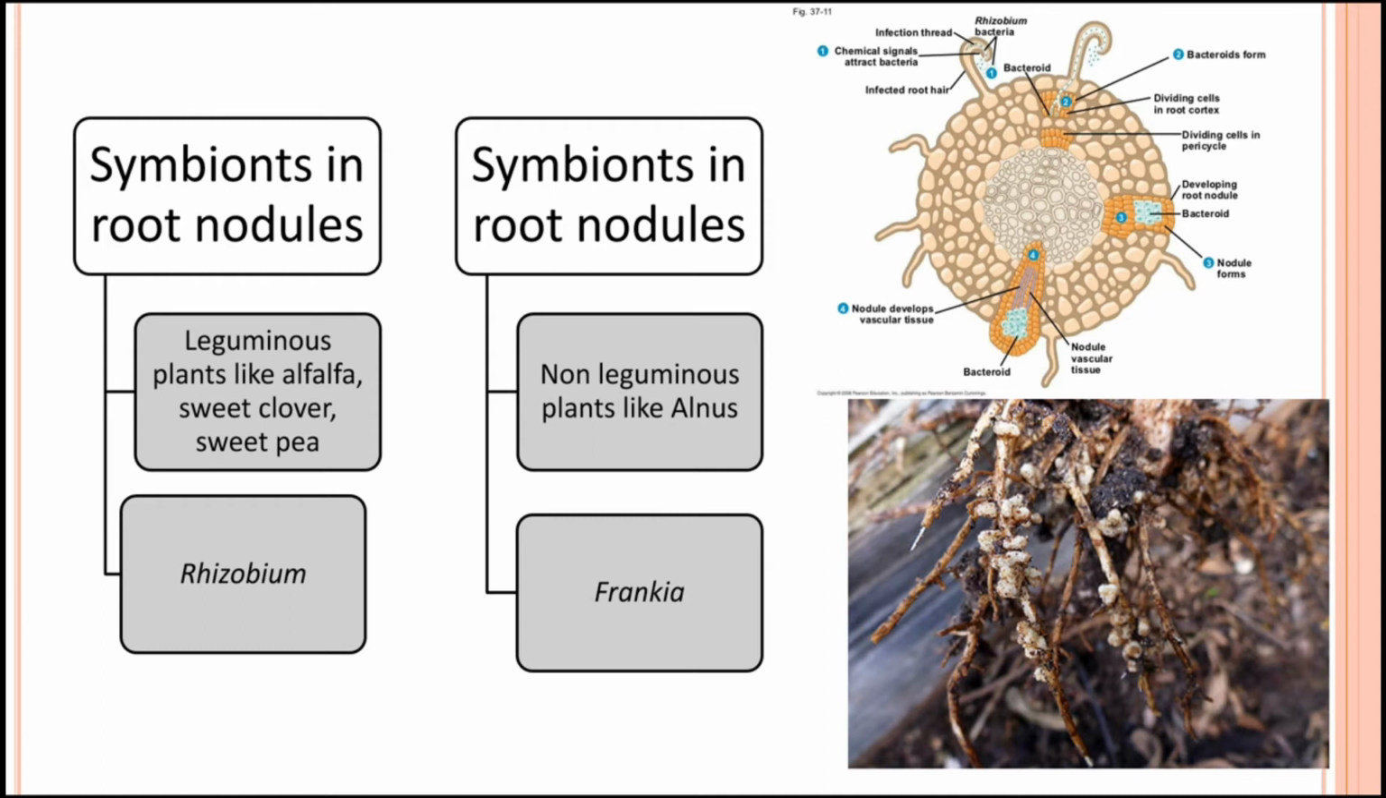While talking about the symbiotic microbes, they usually live inside the root nodules of plants. Now these root nodules can be of leguminous plants or non-leguminous plants. Examples of leguminous ones are alfalfa, sweet clover, sweet pea, while that of non-leguminous ones are Alnus, and the examples of the bacteria are Rhizobium and Frankia.